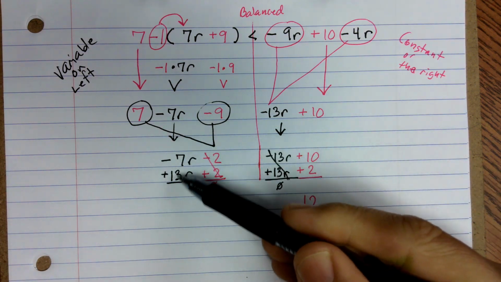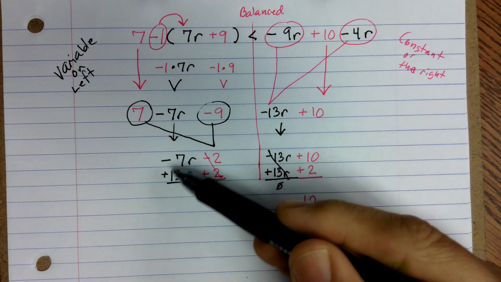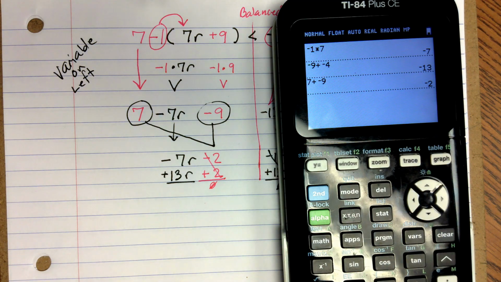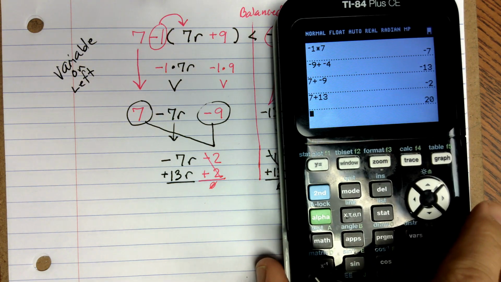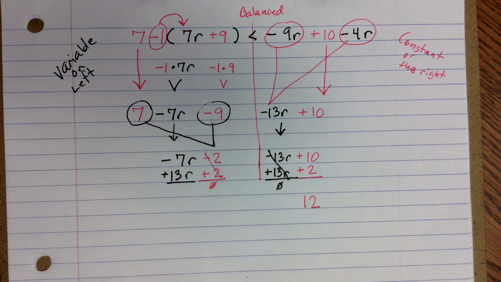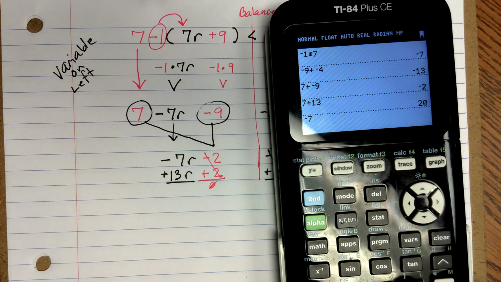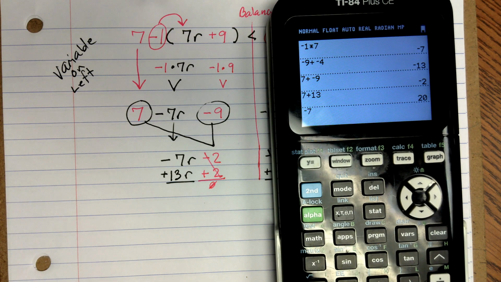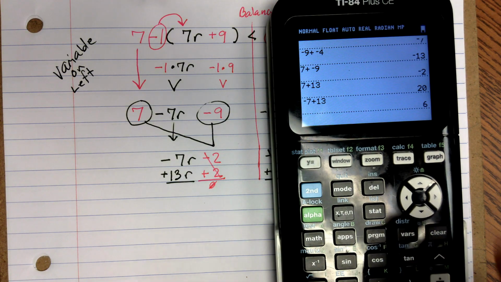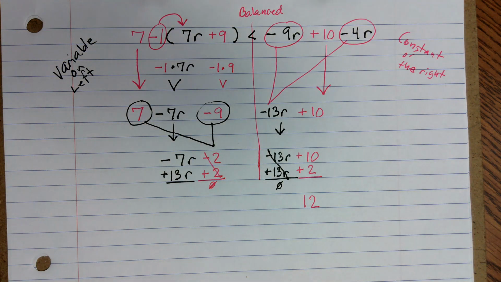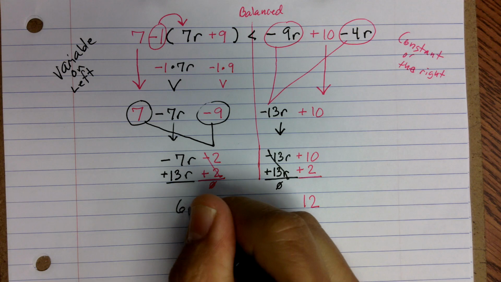So really I'm just going to combine the coefficients, negative 7 plus 13. Let me rephrase that. The negative sign didn't show up, even though I pushed it. So negative 7 plus 13, and that gives me a value of 6. So it's a positive 6, so I'm going to write 6r.